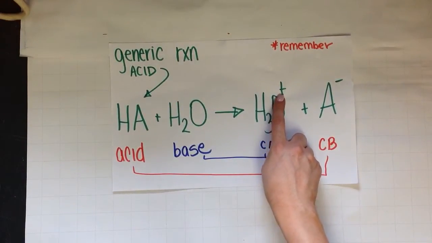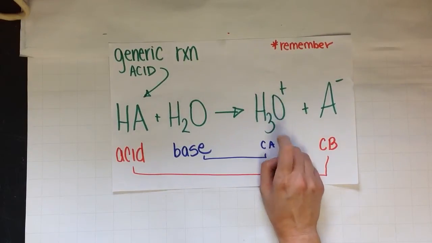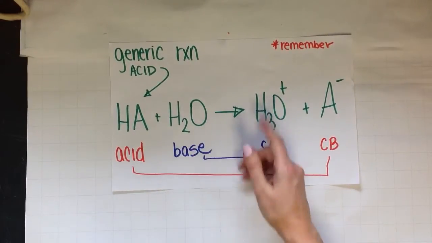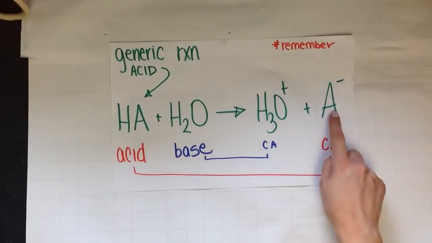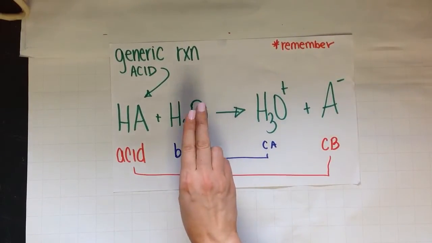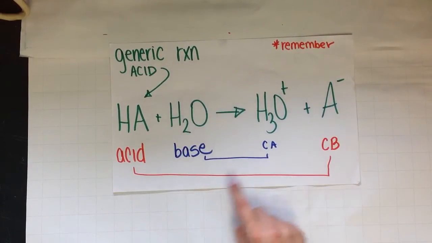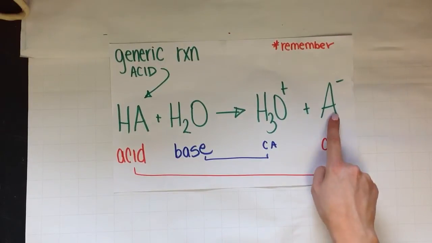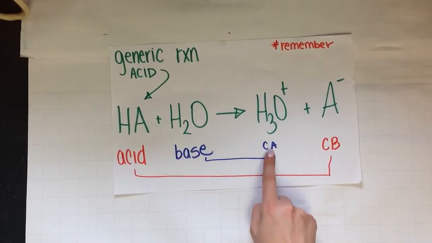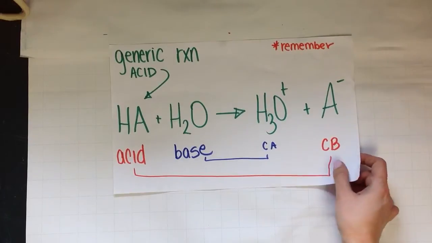When I gain a positive proton, I get an extra positive on what was once neutral. And then what's left over? Well, my A is all by itself. The HA splits, so the A is by itself. Remember, the acid is linked up to a conjugate base, and the base is linked up to a conjugate acid. Okay, so those are some refreshers.